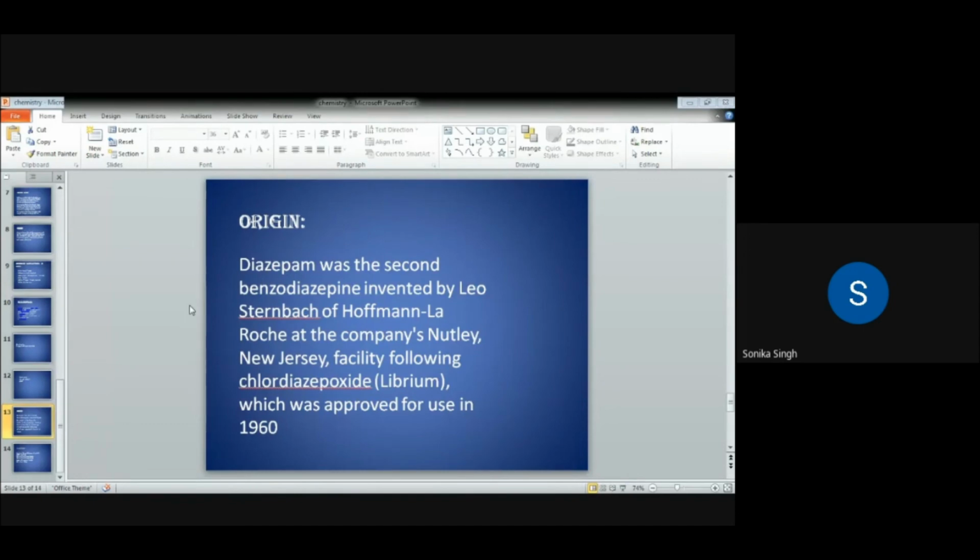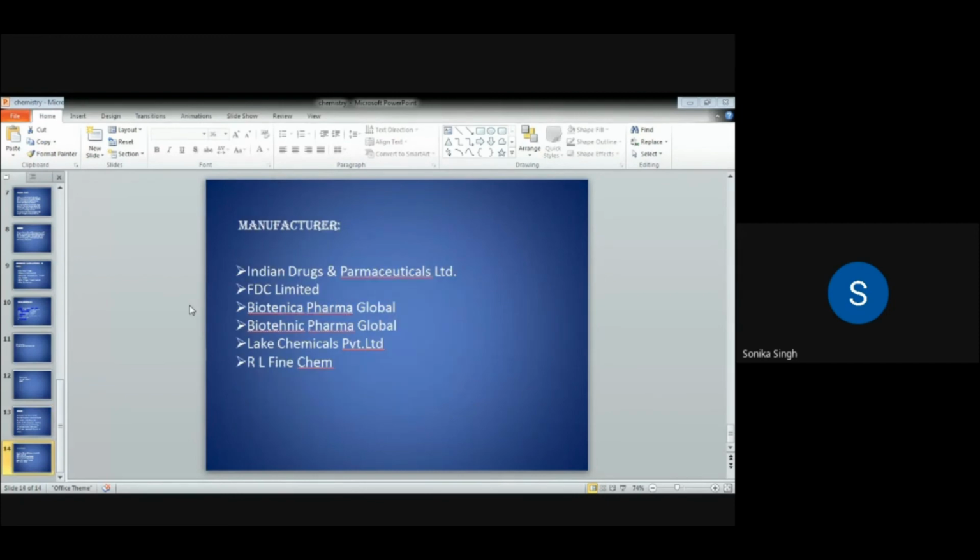The origin of this medicine: it is a benzodiazepine invented by Leo Sternbach of Hoffmann-La Roche. Sorry, I can't pronounce it. These are the companies which manufacture it: Indian Drug and Pharmaceuticals Limited, FDC Limited, Biotech Pharma Global, RL Fine Chem.